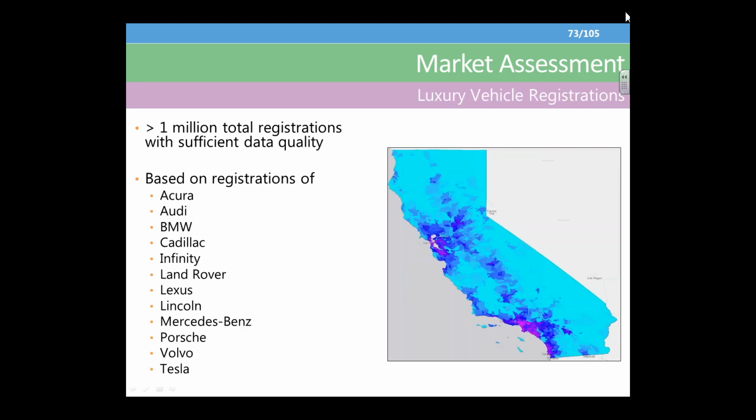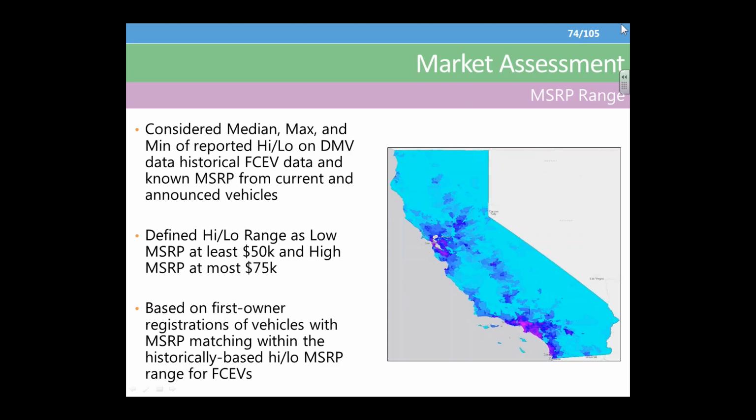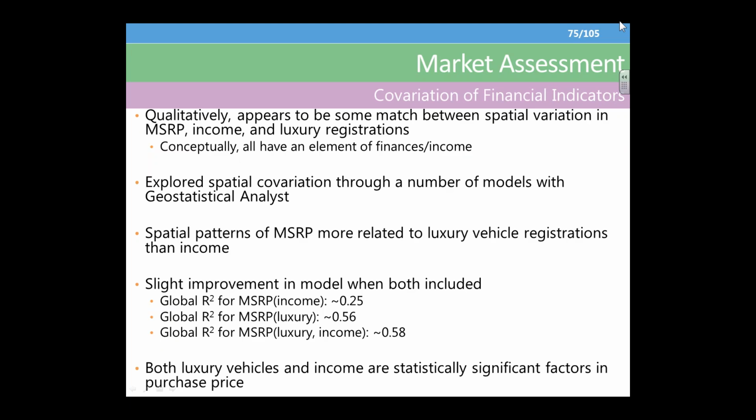And if we scroll back and forth, we can see there definitely seems to be a lot of overlap between these two. So qualitatively, when we look at those two and income, there's a lot of match between the spatial variation in those three factors. Conceptually, they all have some element of finances or income. One of them is directly income.